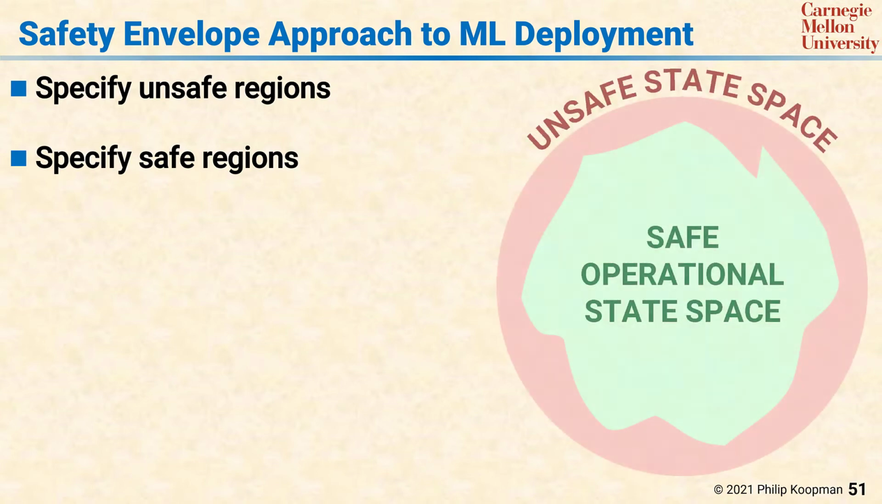A significant challenge for deploying machine learning-based systems is that their behavior can be very complicated, and validation of the exact behavior may be infeasible. A classic approach to dealing with this is to use the concept of a safety envelope.